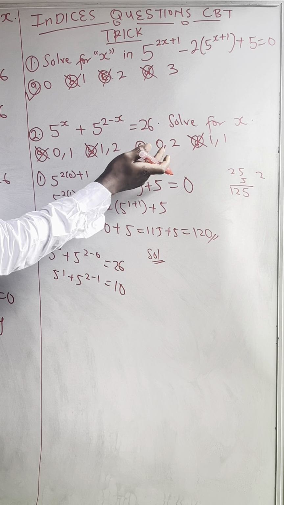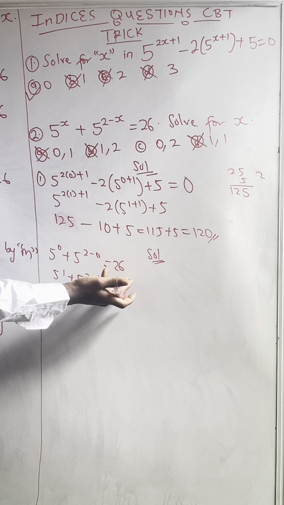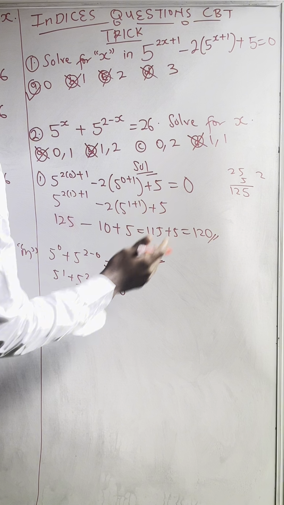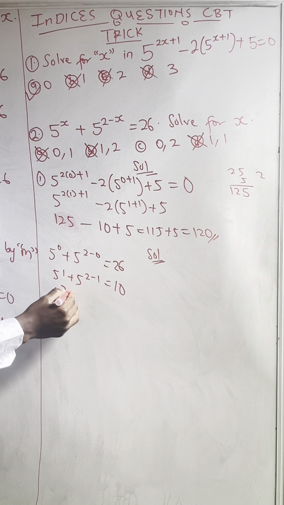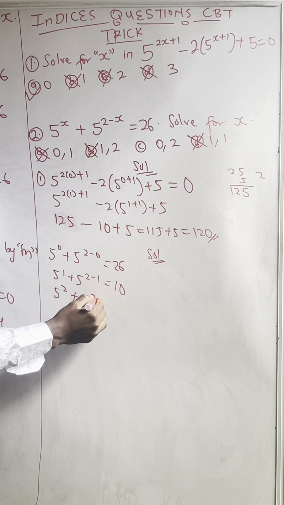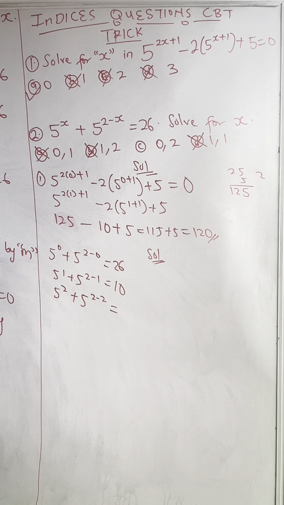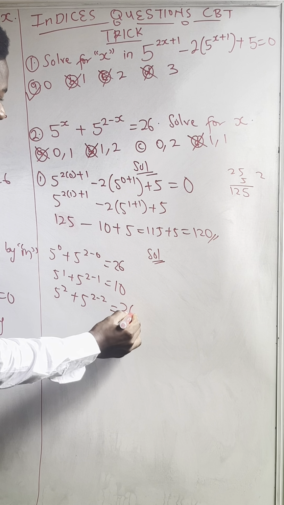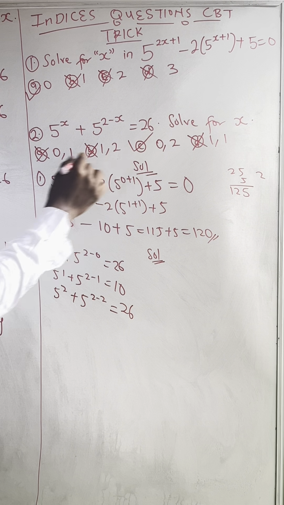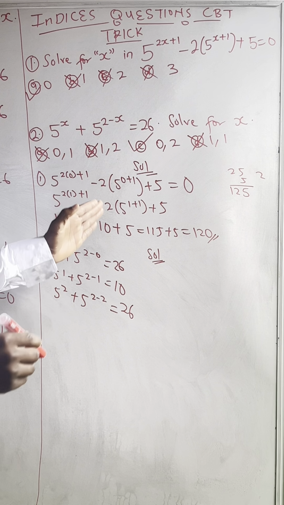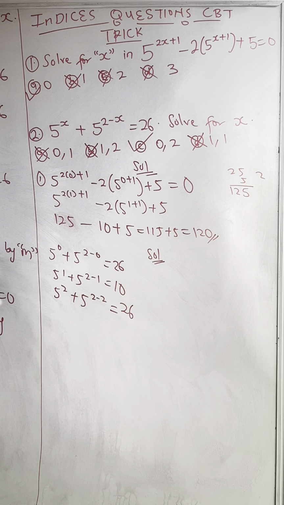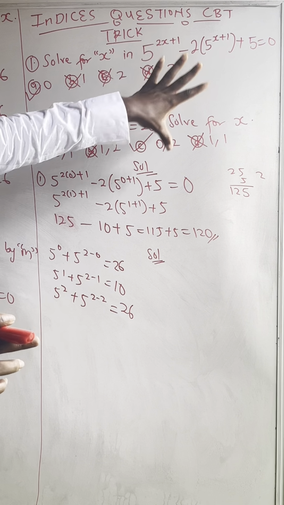So let me test. I've tested 0. 0 is correct, right? Let me test if these two will also be correct. So whatever I see x here, I will just put there. This will be 5 raised to power 2 plus 5 raised to power 2 minus 2. Guys, what is 5 raised to power 2? 25. What is 2 minus 2? 0. What is 5 raised to the power 0? 1. Then this will also be 26. This simply means that option C is also correct. So guys, that is how to use the option testing method to solve this. You don't even need a calculator. You just have to know this trick. Do you get that?